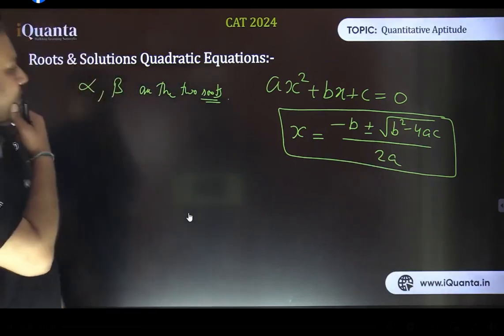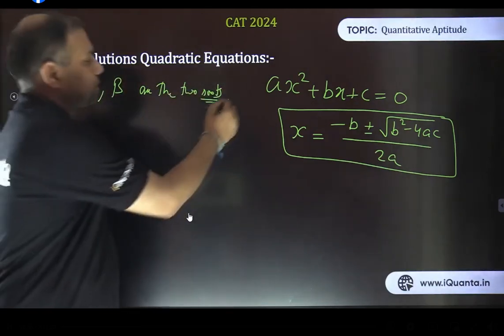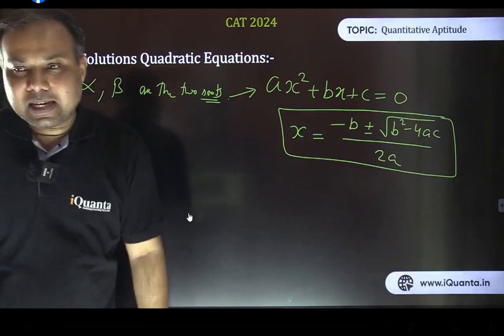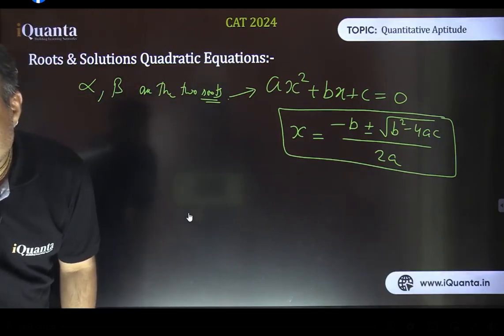Okay, first answer me one thing. If I say alpha and beta are the two roots of this particular quadratic equation, what does it mean?